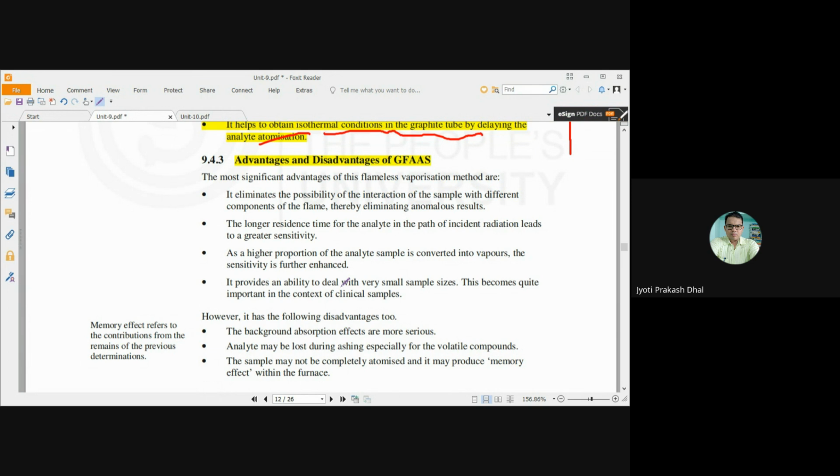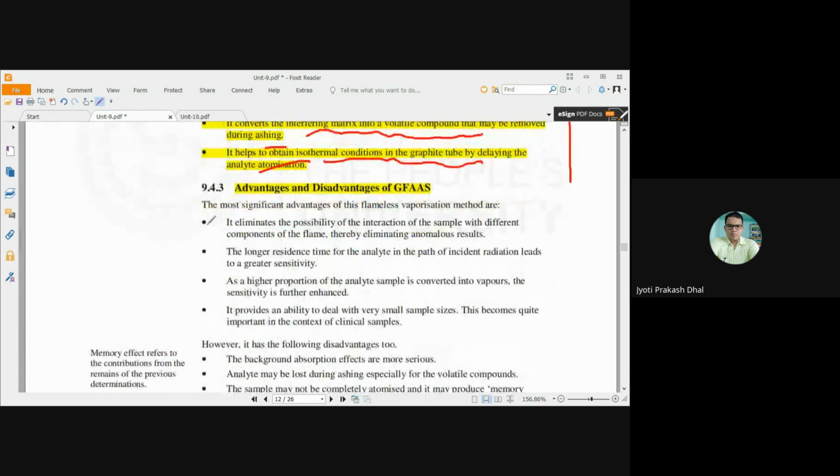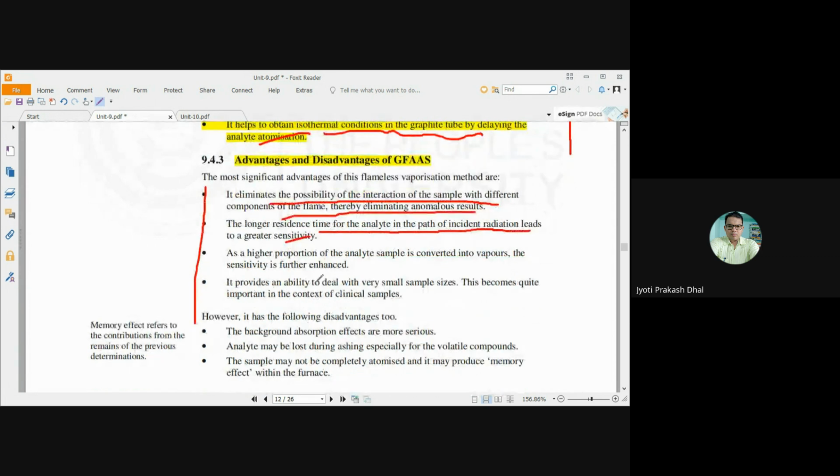So now we'll discuss the advantages and disadvantages of GFAAS. First we'll discuss the advantages. It eliminates the possibility of interaction of the sample with different components of the flame, thereby eliminating anomalous results. A longer residence time for the analyte in the path of the incident radiation leads to greater sensitivity. As a higher proportion of the analyte sample is converted into vapor, the sensitivity is further enhanced.